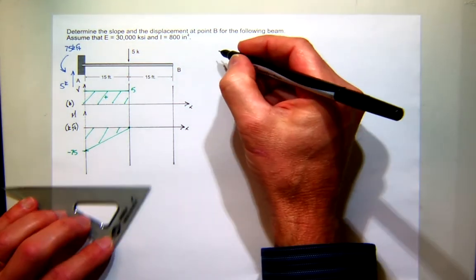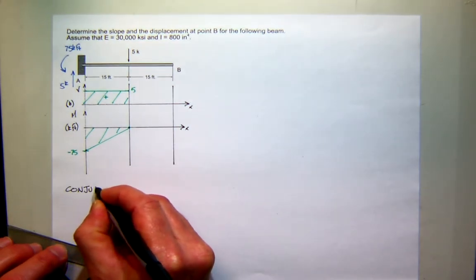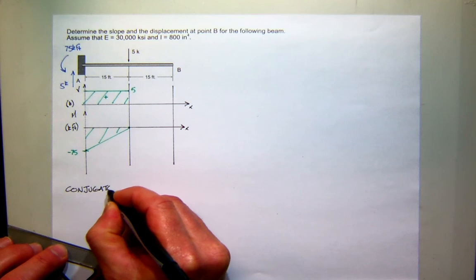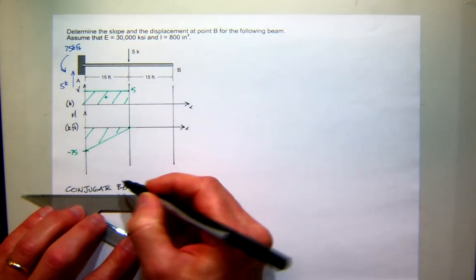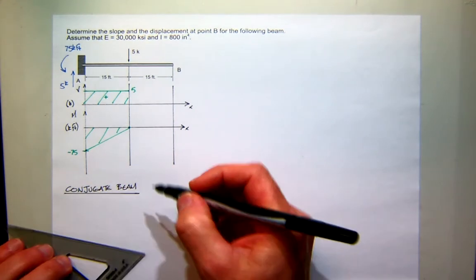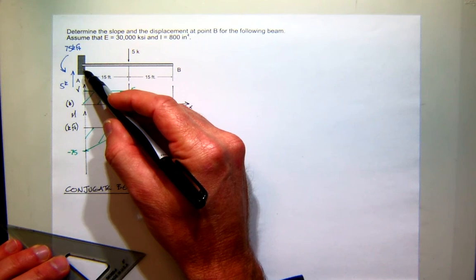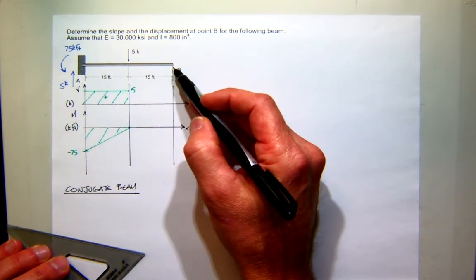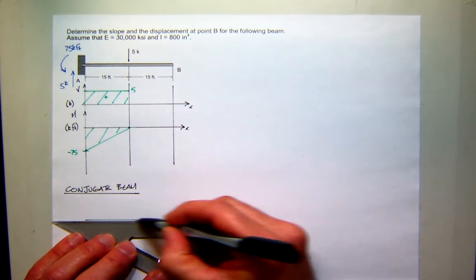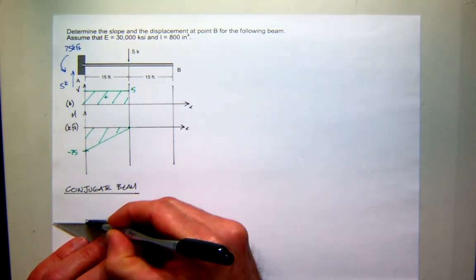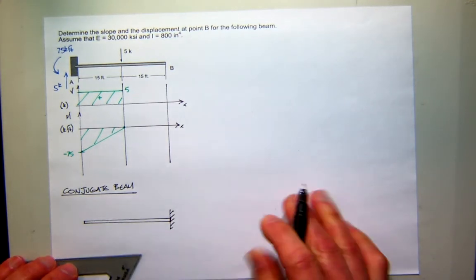So let's come over here and draw the conjugate beam. From our earlier discussion in class, we should know that a fixed connection in the conjugate space is free, and a free end in the conjugate beam is fixed. So we now have a structure that looks like that. So there's our conjugate beam.